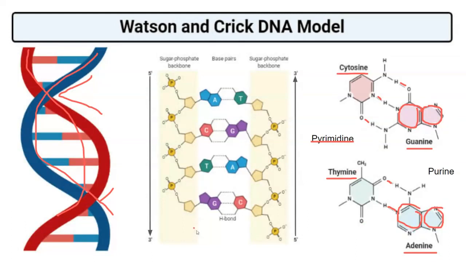So we have this kind of model. The other parts of the DNA are going to be the ribose sugar and the phosphate backbone. So we alternate phosphate, ribose, connecting the 2 strands as a polymer.